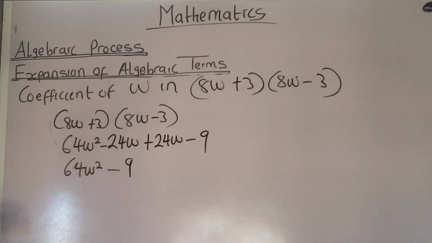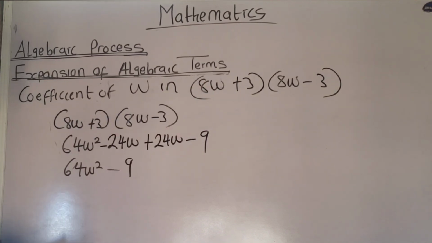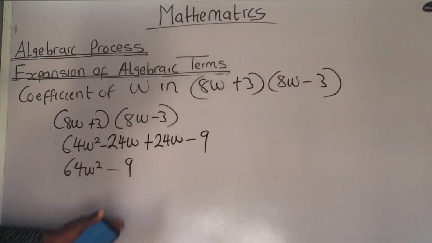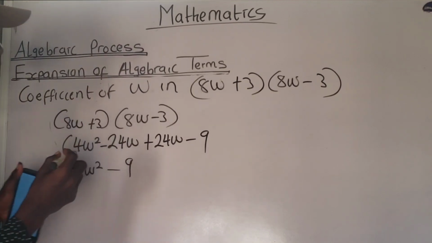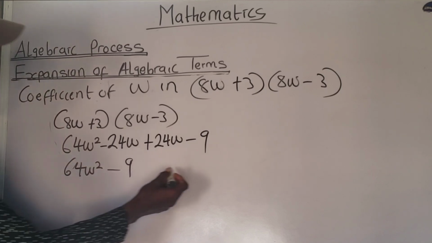Okay, now I want you to pay attention. We are looking for the coefficient of w. What is the meaning of coefficient? Coefficient is the number at the front of the letter. You understand? The coefficient of w is the number at the front of that letter w. So now you can see that in this expansion I have 64w squared minus 9. That means that there is no w in this equation. That means the coefficient of w in this expansion is 0. That is the answer. 0 is the answer.